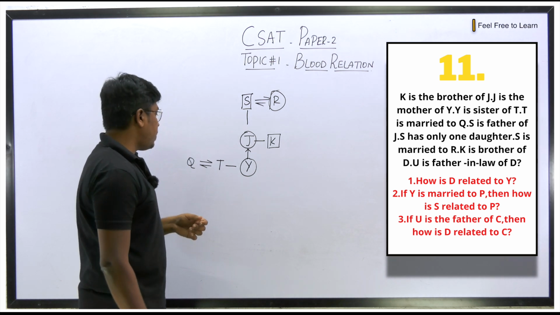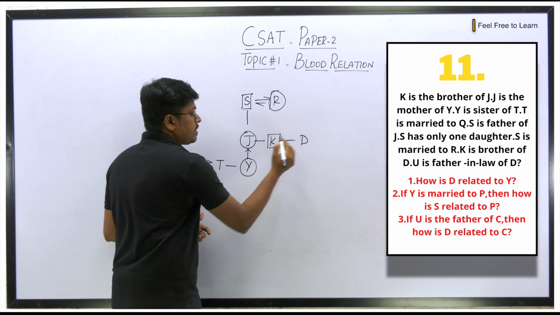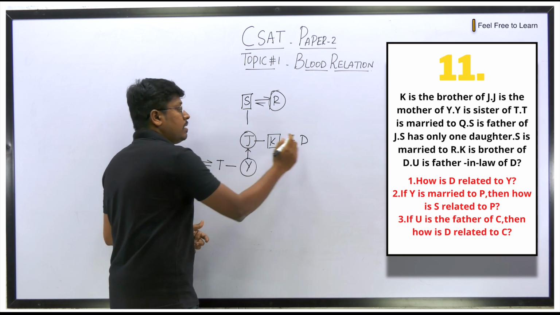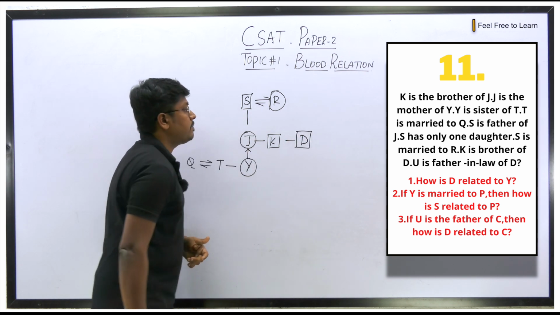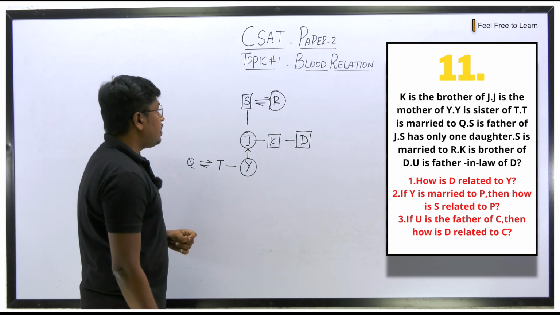So K is brother of D. So D's brother is K, and we already know that the person S has only one daughter. So D will also be the son. Got it? So next point is R is married to S.